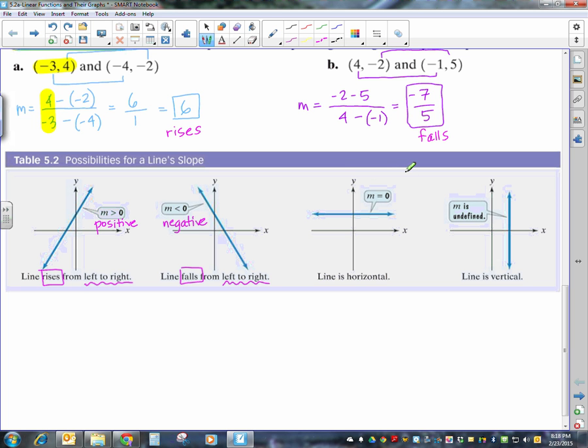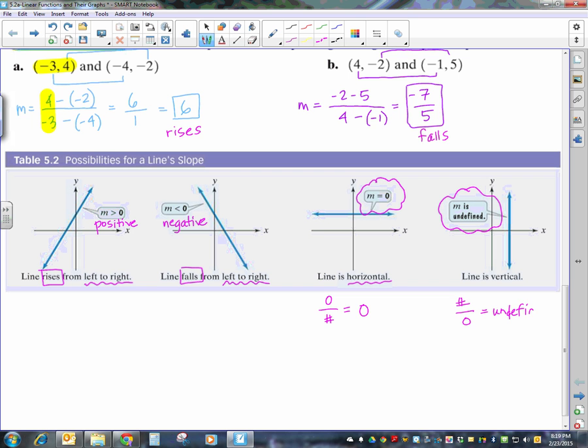And these last two, just so that you remember: if my slope is equal to 0, then I have a horizontal line. When you do your calculations, 0 is what you get when you have 0 divided by a number. That is equal to 0. It's undefined if it's a number on top of 0, and that is undefined.